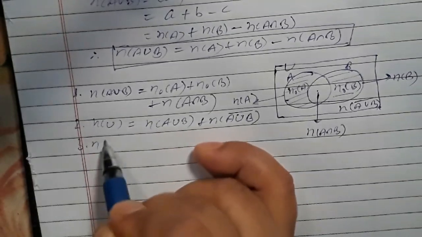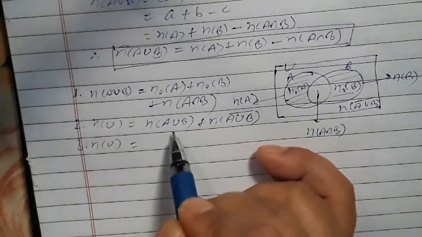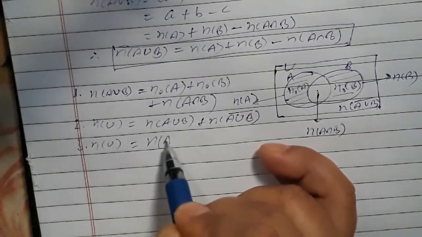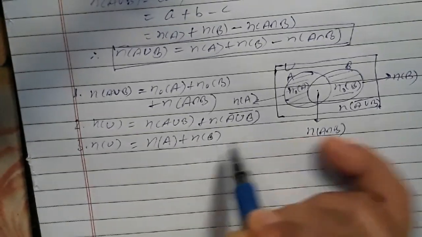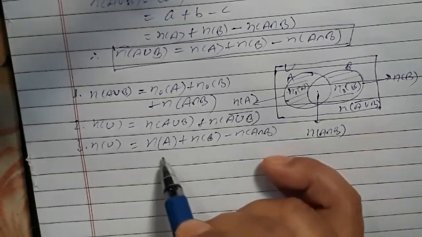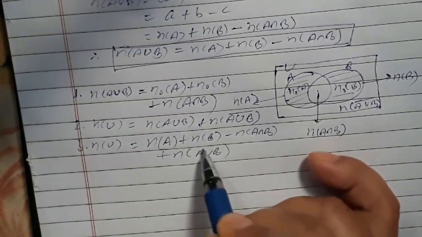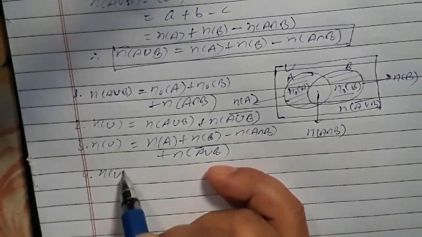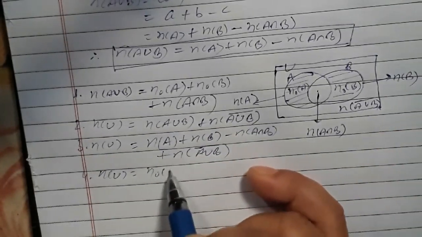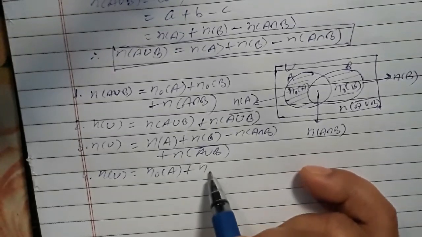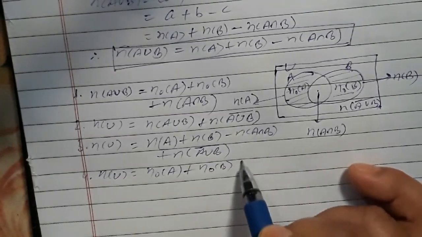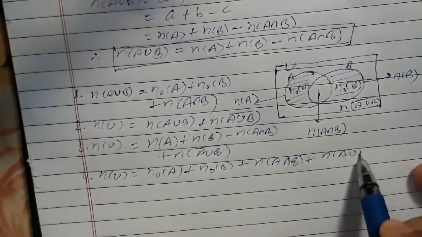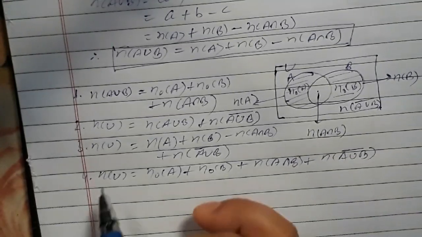From here again, n of U we can write, as we know, n of A union B, which is n of A plus n of B minus n of A intersection B. We can write it in expanded form: n of A plus n of B minus n of A intersection B plus n of (A union B) complement, meaning the whole complement of A union B. Another one: n of U, if we use only, is n of only A plus n of only B plus n of A intersection B plus n of (A union B) whole complement, right?